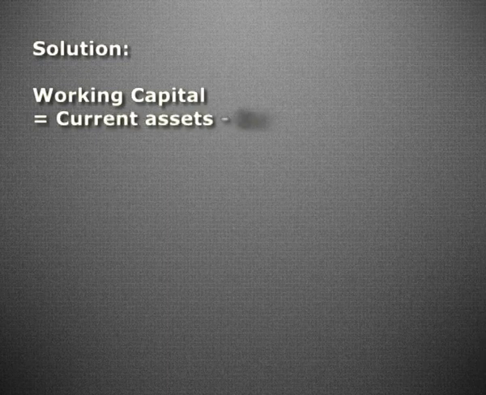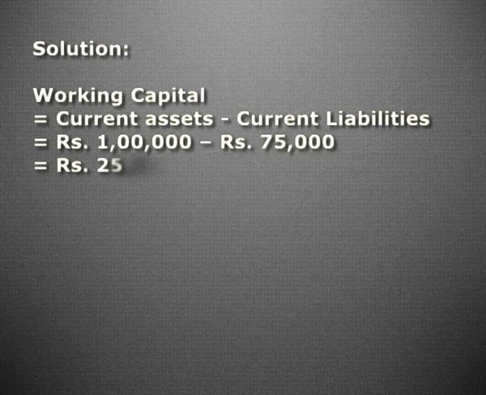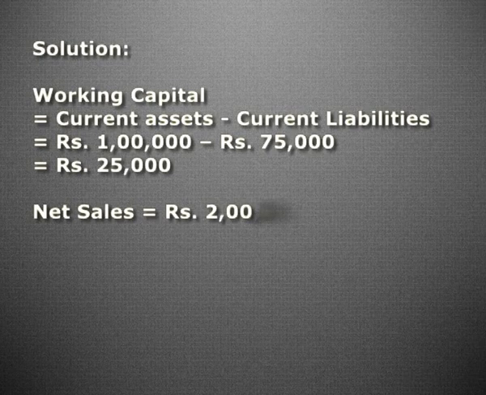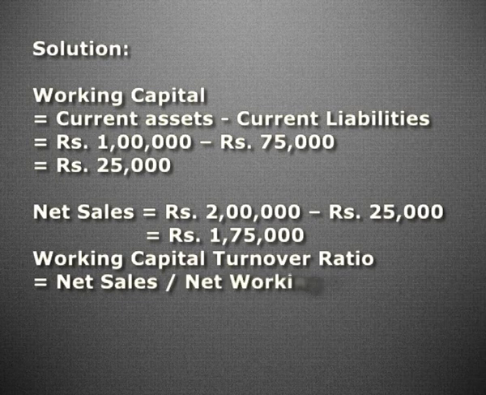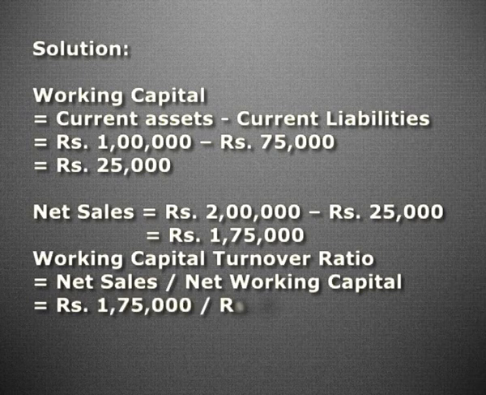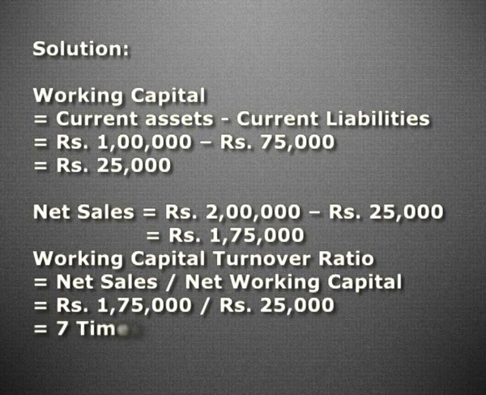Solution: working capital is equal to current assets minus current liabilities is equal to rupees 1 lakh minus rupees 75,000 is equal to rupees 25,000. Net sales is equal to rupees 2 lakh minus rupees 25,000 is equal to rupees 1 lakh 75,000. Working capital turnover ratio is equal to net sales divided by net working capital is equal to rupees 1 lakh 75,000 divided by rupees 25,000 is equal to 7 times.